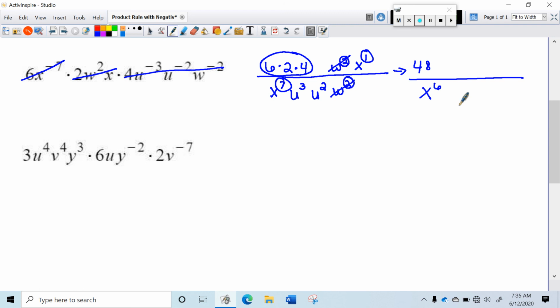Now for the u's, they're both on the bottom, so I'm just going to total up how many u's I have in the denominator. So 3 here, 2 here, that's a total of 5. So that is the final answer on that one.